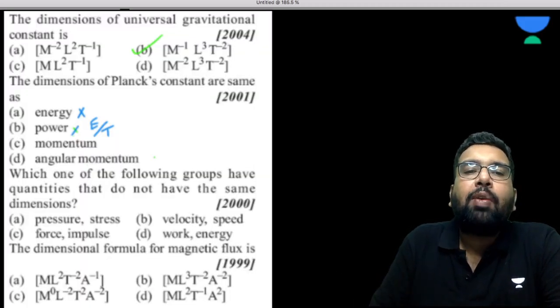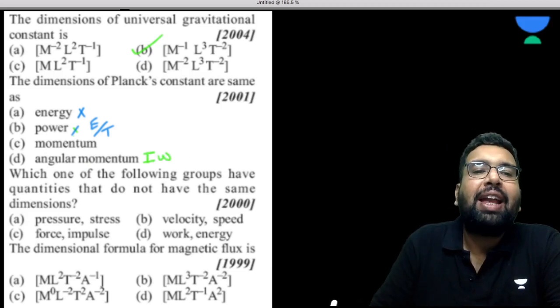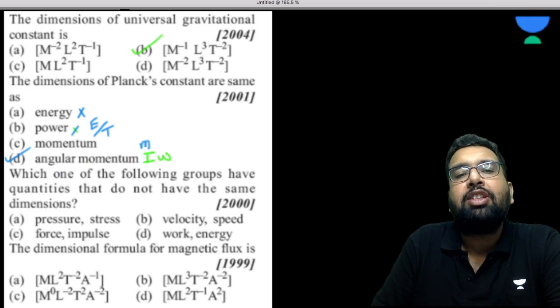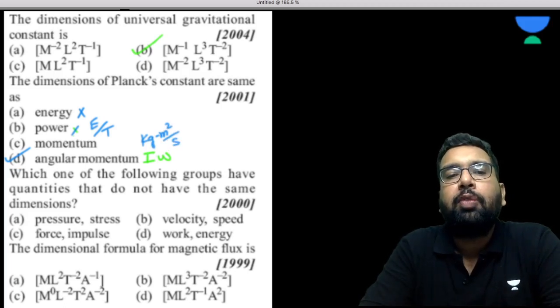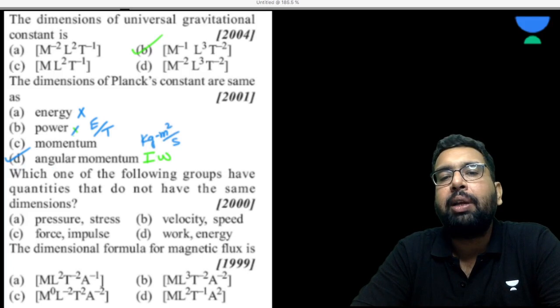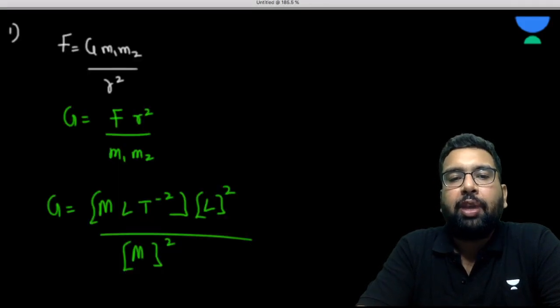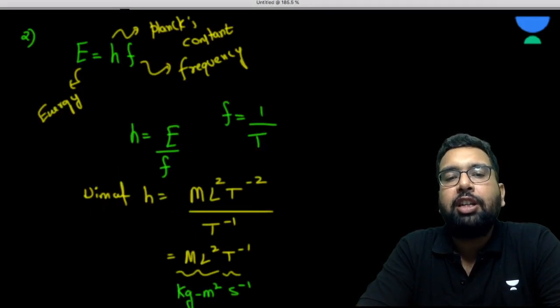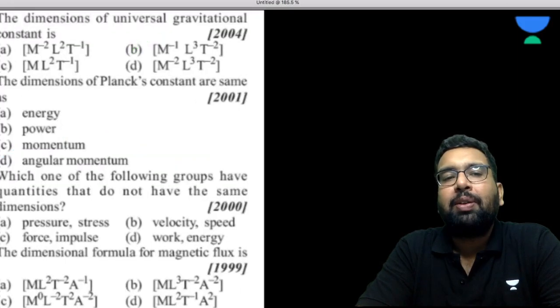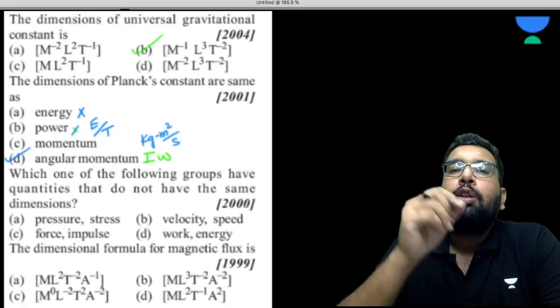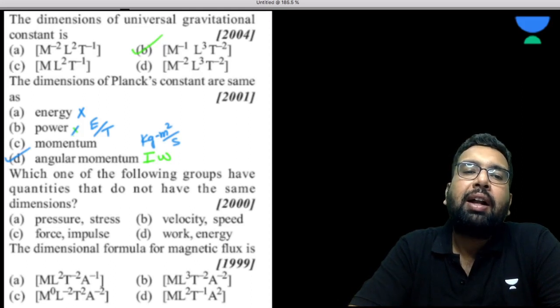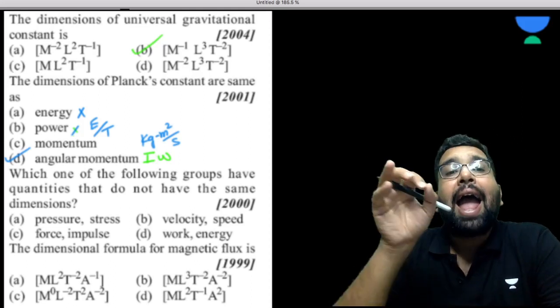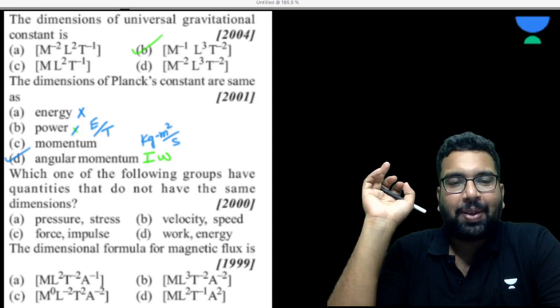Now let's see. If I say angular momentum is I omega, right away I can answer it, because I is kg meter square and omega is radian per second. So what is the unit of angular momentum? The unit of angular momentum is kg meter square per second. So that must be the right answer. The dimension of the Planck constant is the same as that of angular momentum. I hope it is fine to everyone.